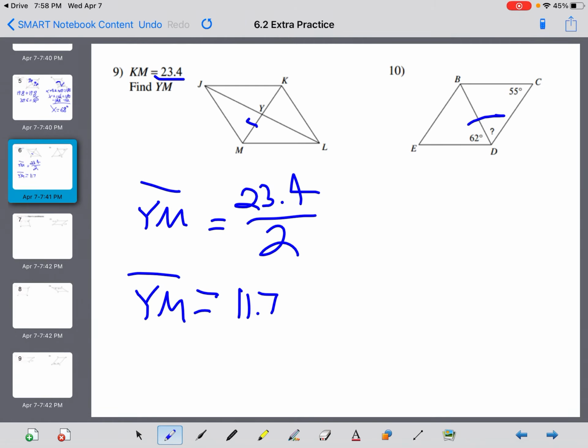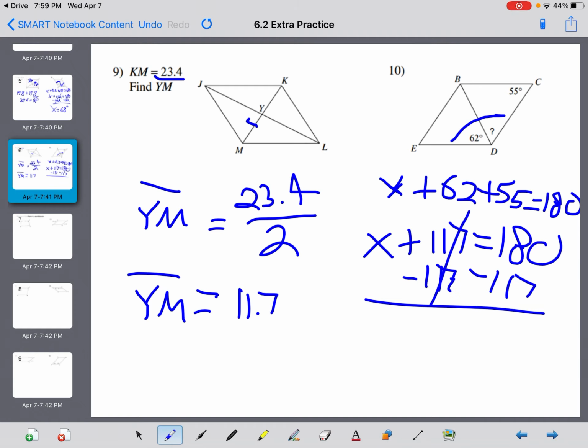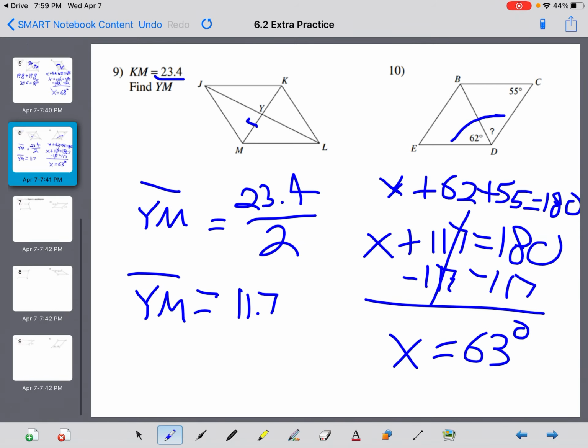For number 10, very similar to the one from the last page, okay? We have x, which is our question mark, our unknown, plus 62 plus 55 needs to equal 180. 62 and 55 makes 117. And then I'm going to subtract that 117 on both sides. And x equals 180 minus 117, 63 degrees.